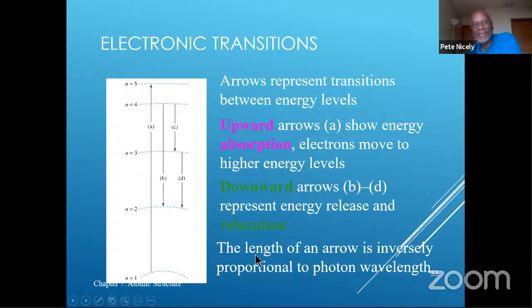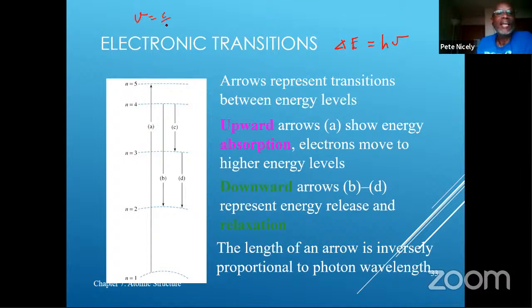Now, one important point I want to make here is that, as stated here, the length of an arrow in this diagram is inversely proportional to the photon wavelength. The reason is that the length of the arrow is proportional to the change in energy. The change in energy is equal to h nu for the radiation involved, and we know from before that nu is equal to c over lambda. So if you plug in c over lambda for nu, you get hc over lambda. If you look at the relationship between delta E and lambda, you'll see that it is an inverse relationship.